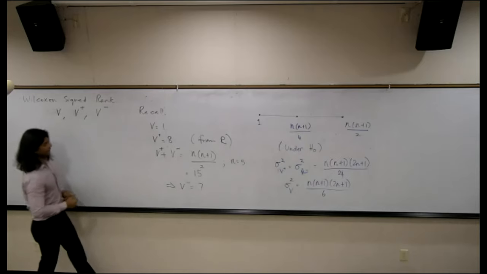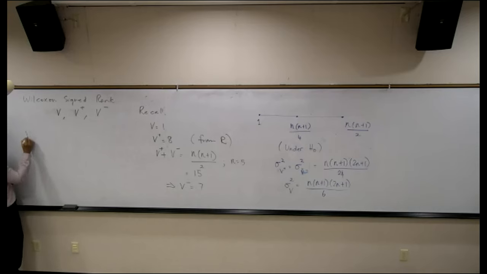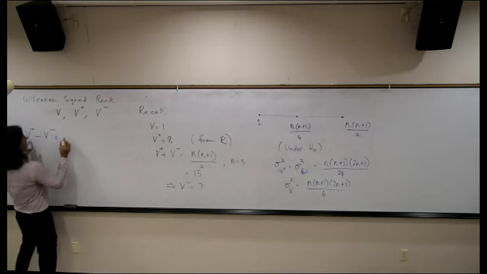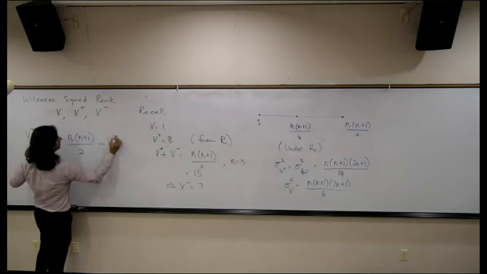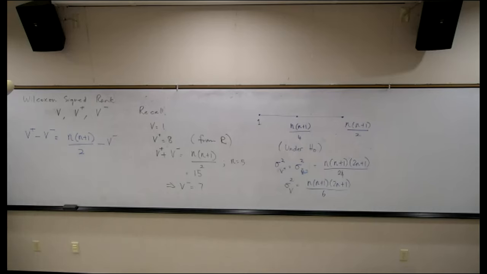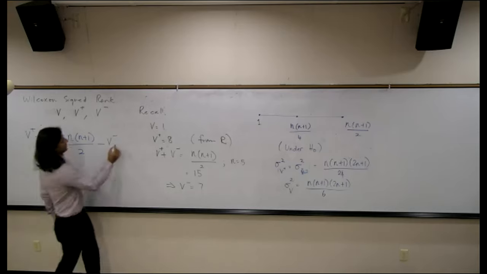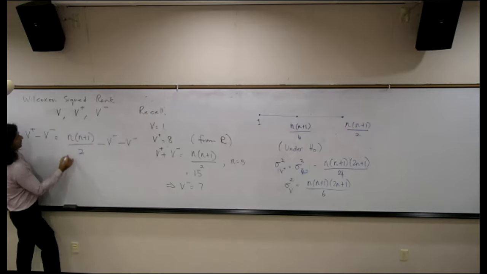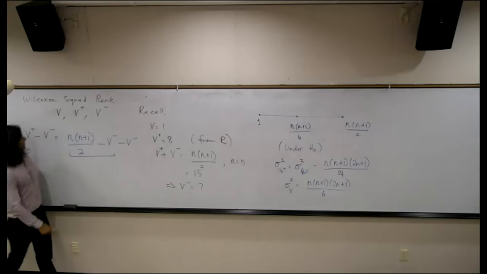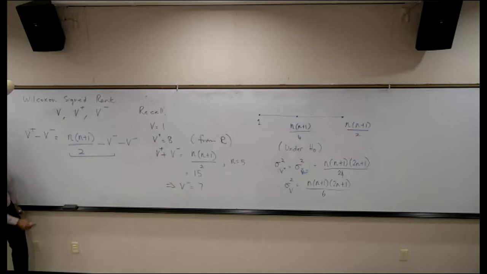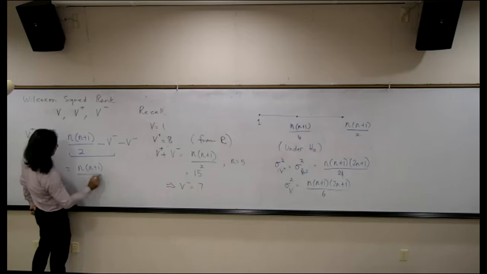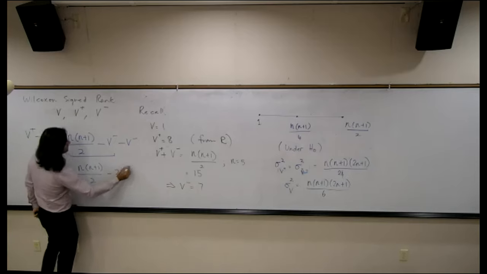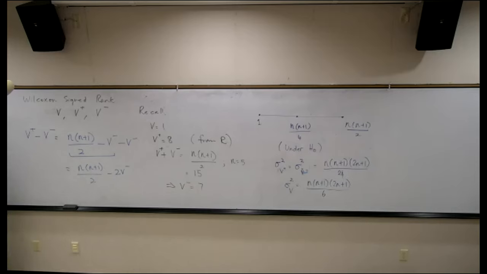Instead of adding these two, if I subtracted, V plus is n times n plus 1 over 2 minus V minus. Agreed? And then I have another V minus. So this is coming from there, and I already have a V minus. That would give me n times n plus 1 over 2 minus 2, 3, 5.